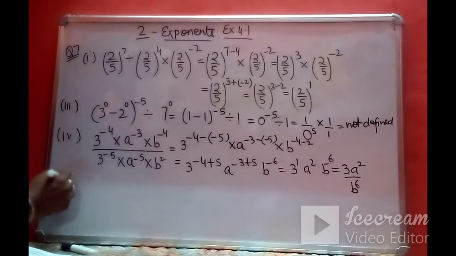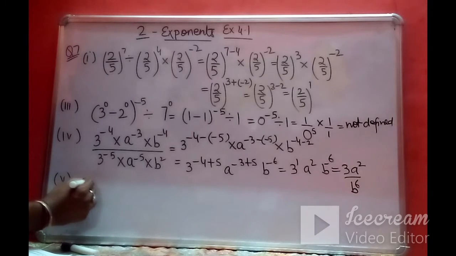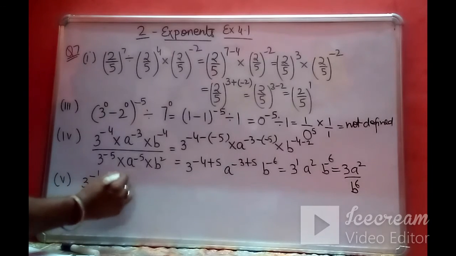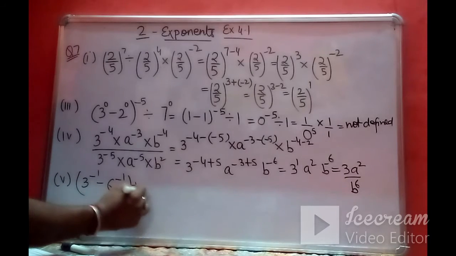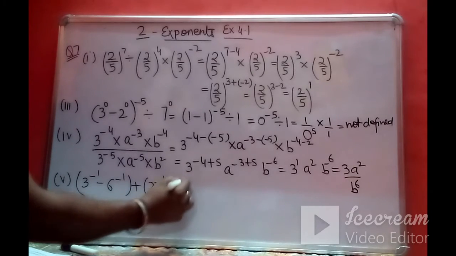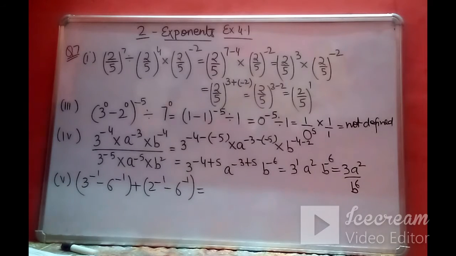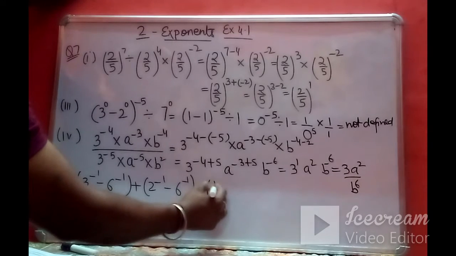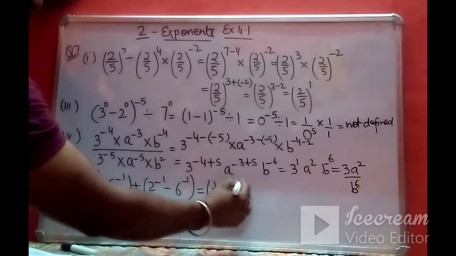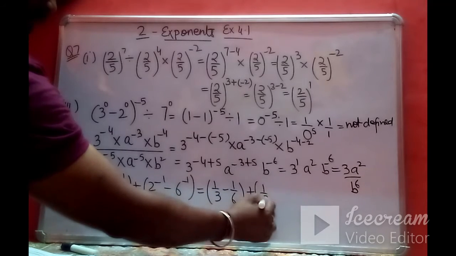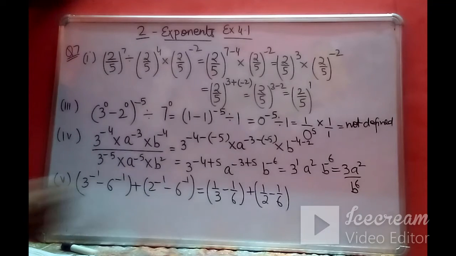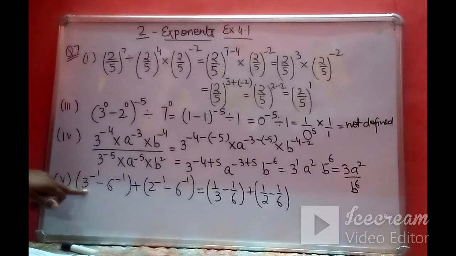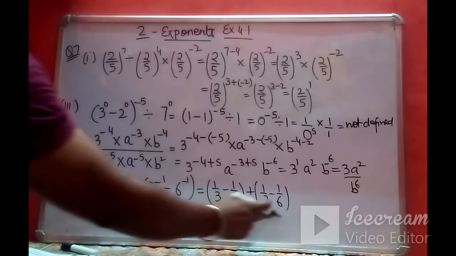Similarly, in the fifth part, it is 3^-1 minus 6^-1 plus 2^-1 minus 6^-1. Okay, now as I have told you, whenever it is minus power, we will do the reciprocal of this. So it becomes 1 upon 3 minus 1 upon 6 plus 1 upon 2 minus 1 upon 6. Okay, do not multiply the power with the base. Okay, it has already been told to you. Now these are the two fractions.